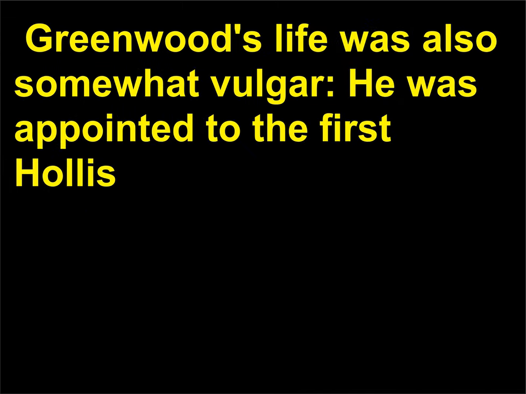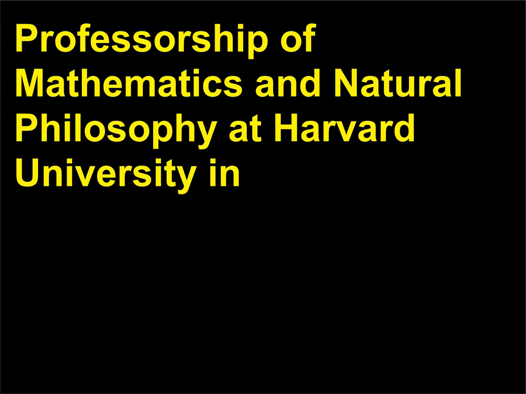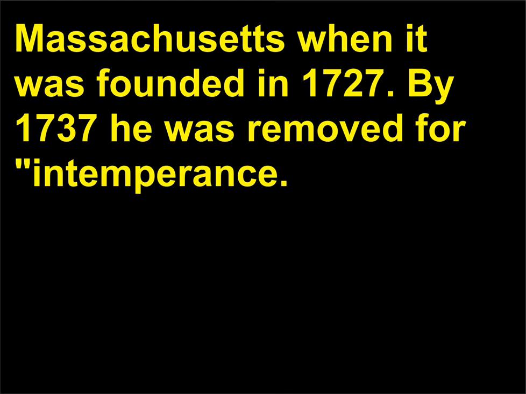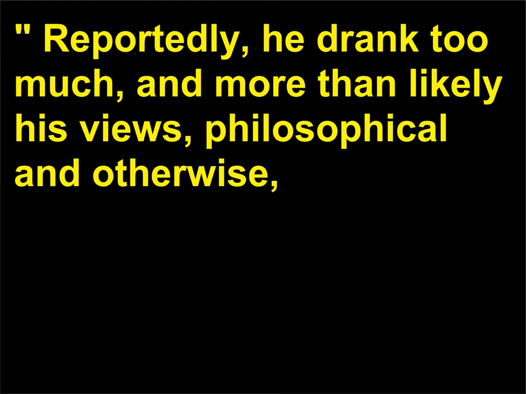He was appointed to the first Hollis Professorship of Mathematics and Natural Philosophy at Harvard University in Massachusetts when it was founded in 1727. By 1737 he was removed for intemperance. Reportedly, he drank too much, and more than likely his views, philosophical and otherwise, differed greatly from those of his colleagues at the university.